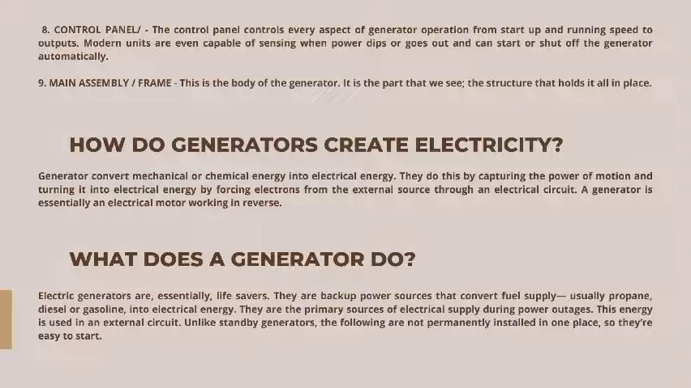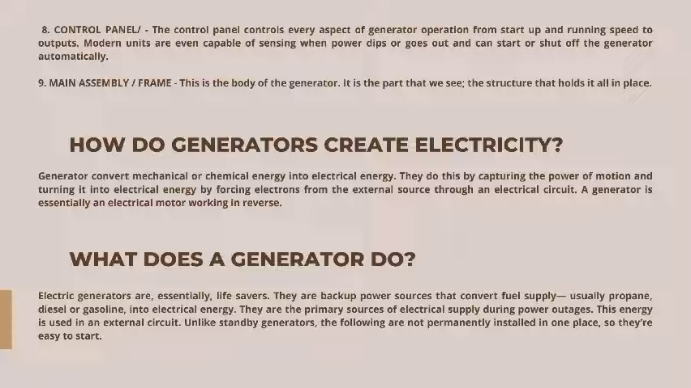Control panel. The control panel controls every aspect of generator operation, from startup and running speed to the outputs. Modern units are even capable of sensing when power dips or goes out and can start or shut off the generator automatically. Main assembly or frame. This is the body of the generator. It is the part that we can see, the structure that holds it all in place.